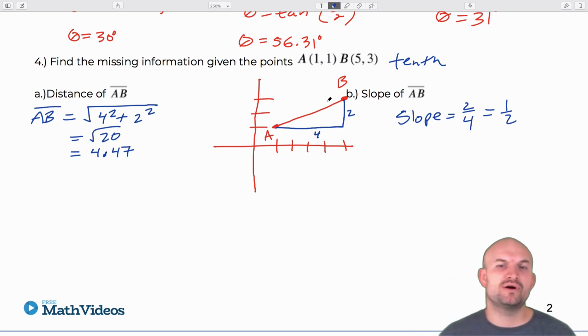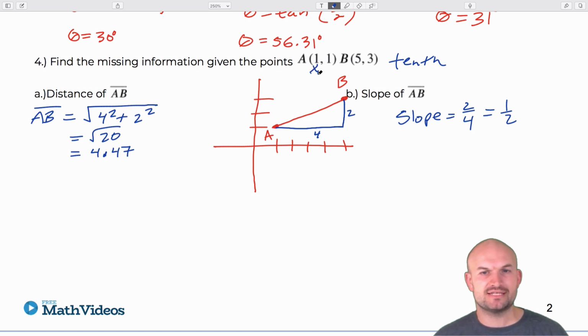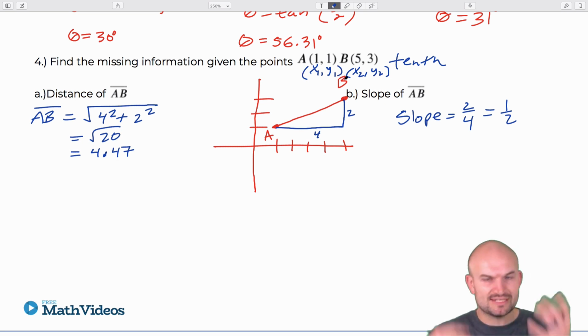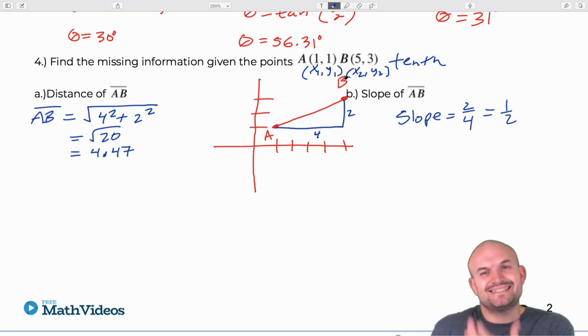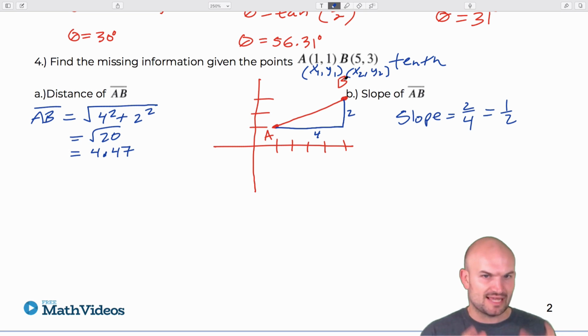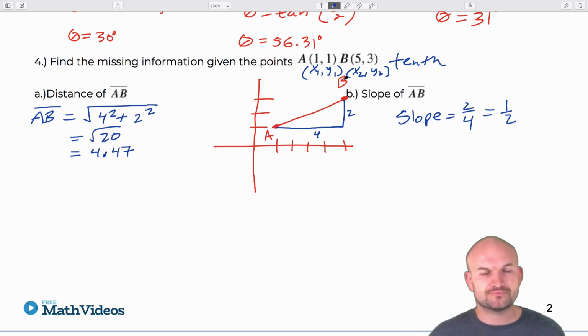Now, let's say your points are not as nice as these. What we're going to want to do then is label this point x1, y1, and this point x2, y2. The reason I'm using the subscripts is just to differentiate between the x's for the first point and the second point. It doesn't matter how you label them, just make sure you're consistent with x1, y1 and x2, y2, because some problems in this section might be more difficult than others.